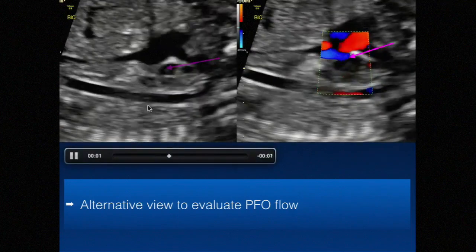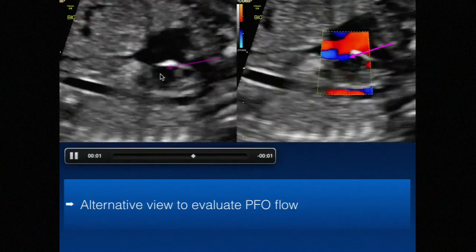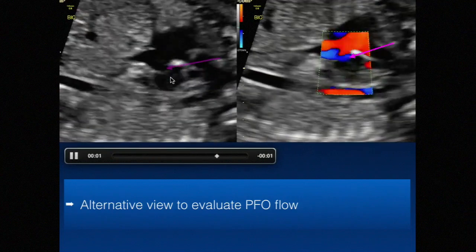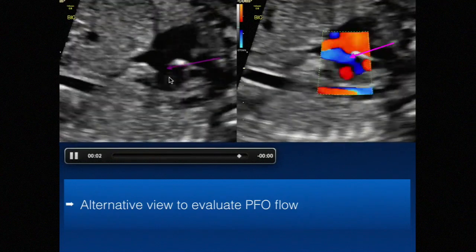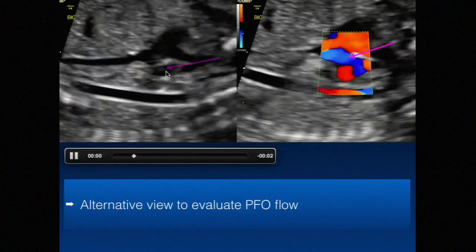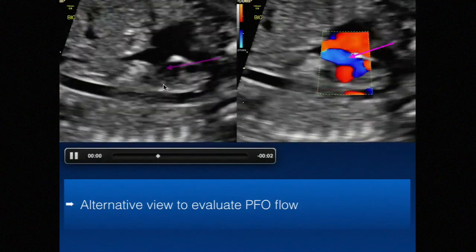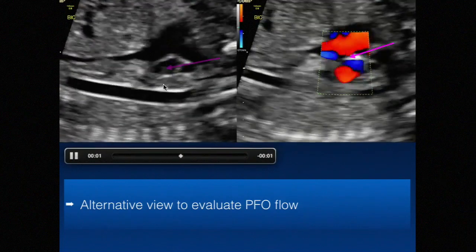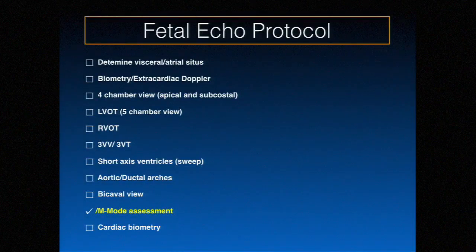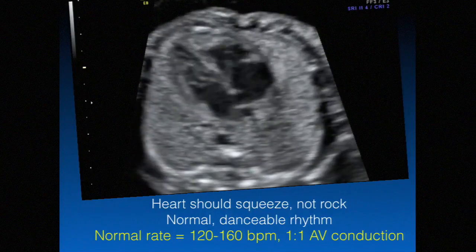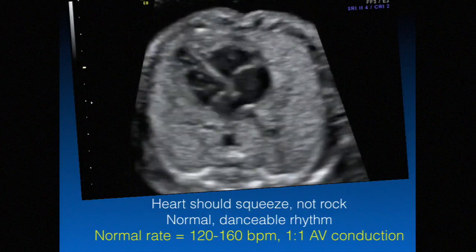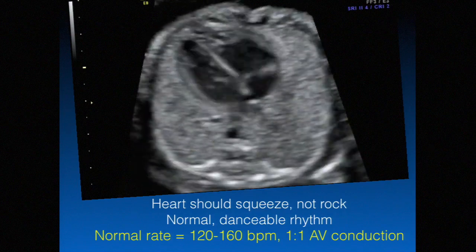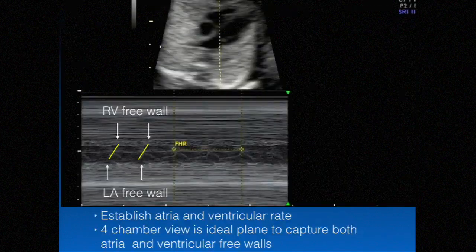The other thing I use this view for, since we can see both the right and the left atrium as well as the foramen ovale flap, is to confirm that the PFO flow is correct or abnormal. It's another alternative view to think about if you're having trouble in the four-chamber view. And then finally, M mode, which we've heard. We want to see that the heart is squeezing, not rocking. It should be a normal rhythm with one-to-one conduction. Then we take M mode measurements, making sure to include both the ventricular free wall as well as the atrial free wall.